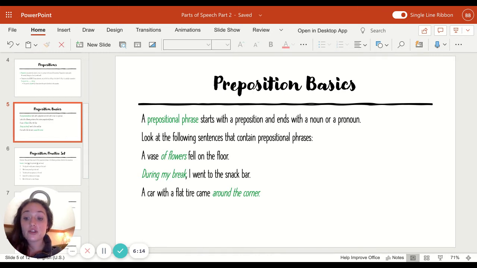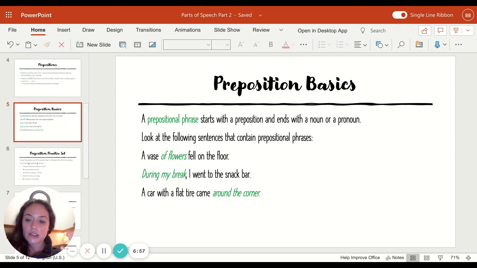So a prepositional phrase begins with a preposition and ends with a noun or pronoun. So look at the following sentences that contain prepositional phrases. So a vase, of is our preposition, of what? Flowers. Fell on the floor. So that is our preposition, and then that is our noun. All right? So during is our preposition, my break, right? So pronoun, noun, during my break. I went to the snack bar. And a car with a flat tire came around the corner.